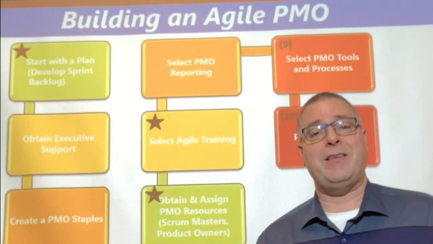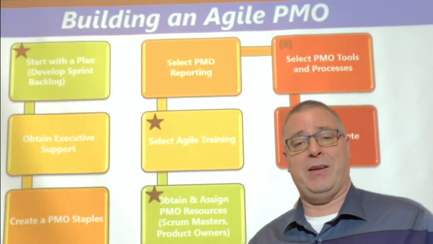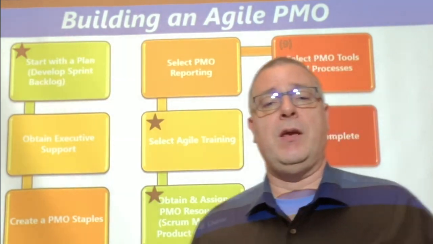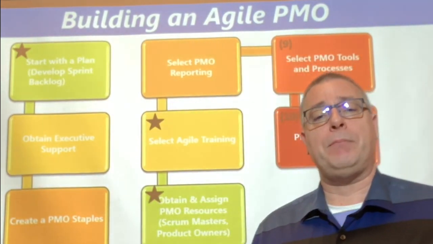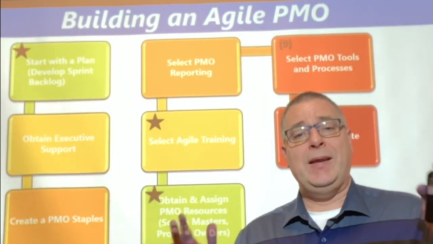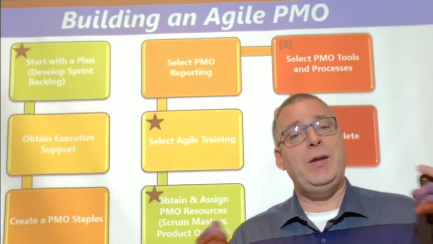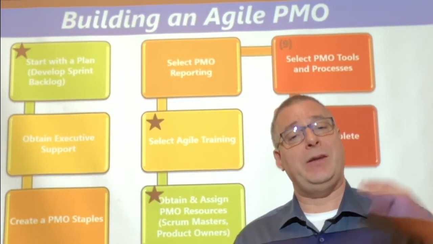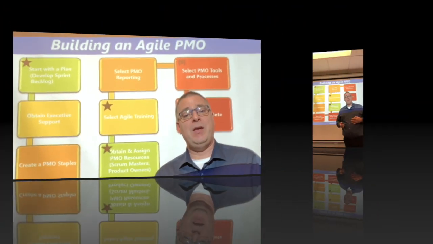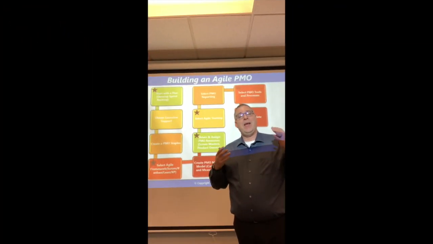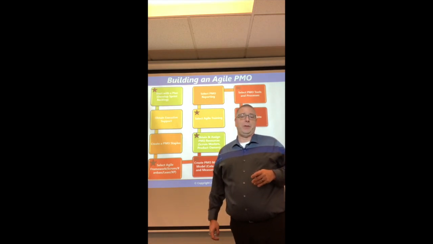Select your tools and processes. Again, Agile comes with a set of tools. Microsoft's got a million tools that you're going to want to implement. So get your Agile tools ready, and then finally your PMO is complete. So even building an Agile PMO, you have to have a series of steps and a series of processes, and I strongly suggest you follow these processes when you're building your Agile PMO.